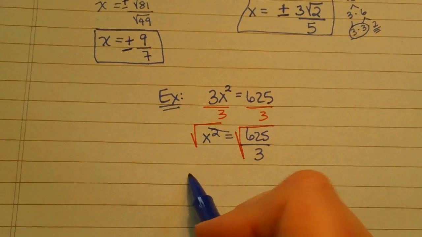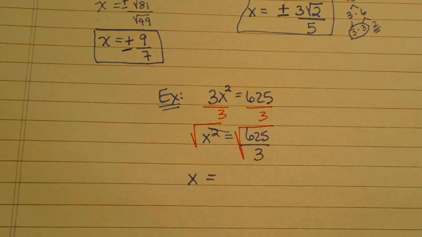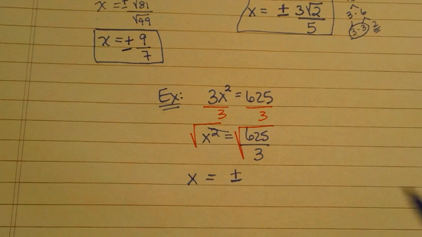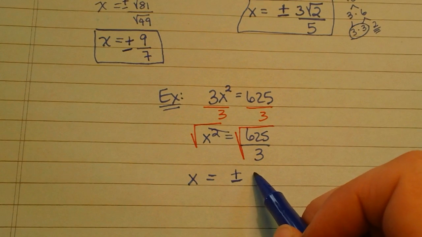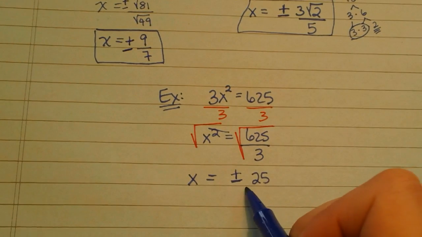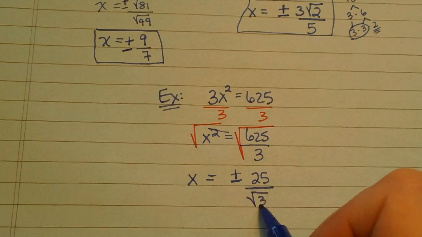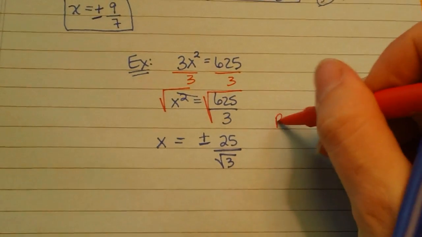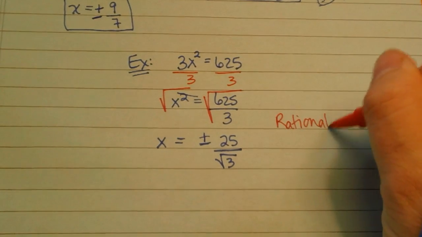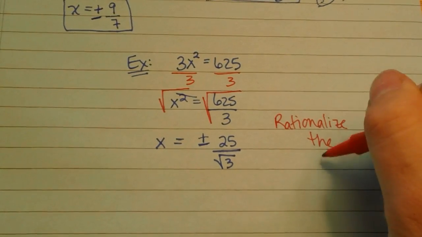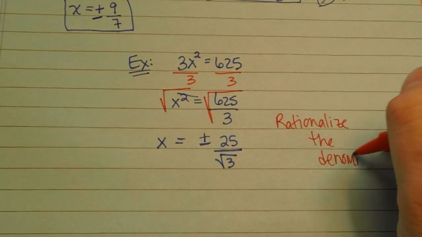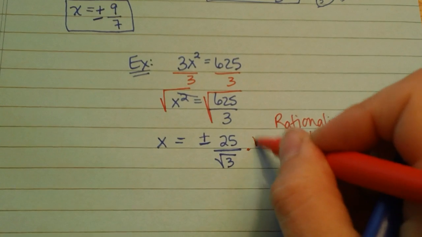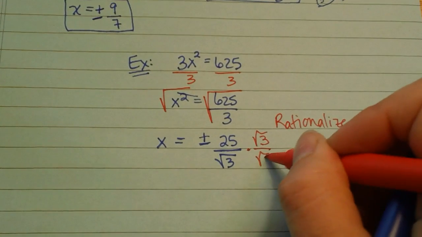The square root of x squared just leaves me with x. So x equals, remember the plus and minus, the square root of 625 actually comes out to be 25. But the square root of 3 does not simplify. So I'm going to need to do something called rationalize the denominator. And in order to rationalize the denominator, we need to multiply by the square root of 3 over the square root of 3.